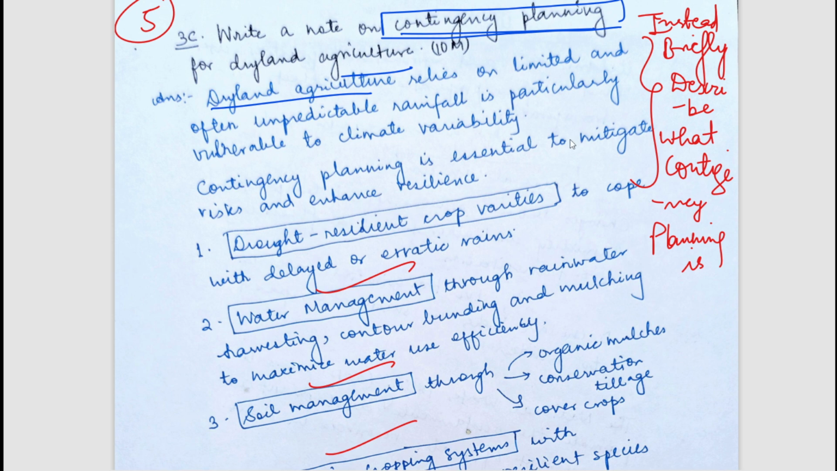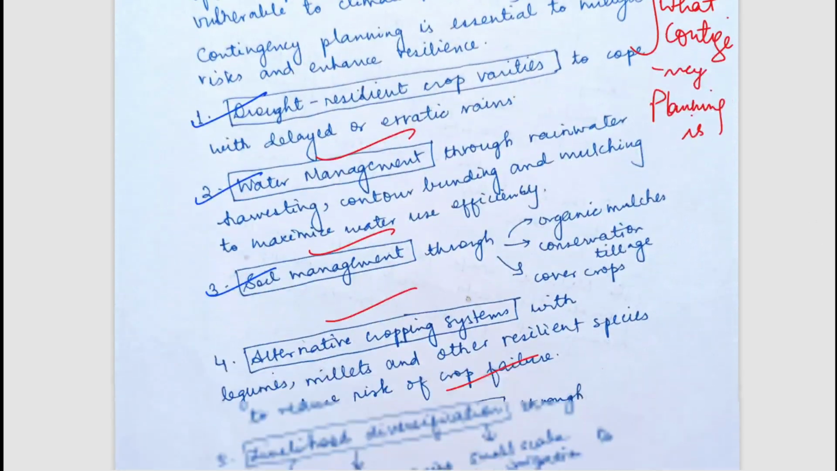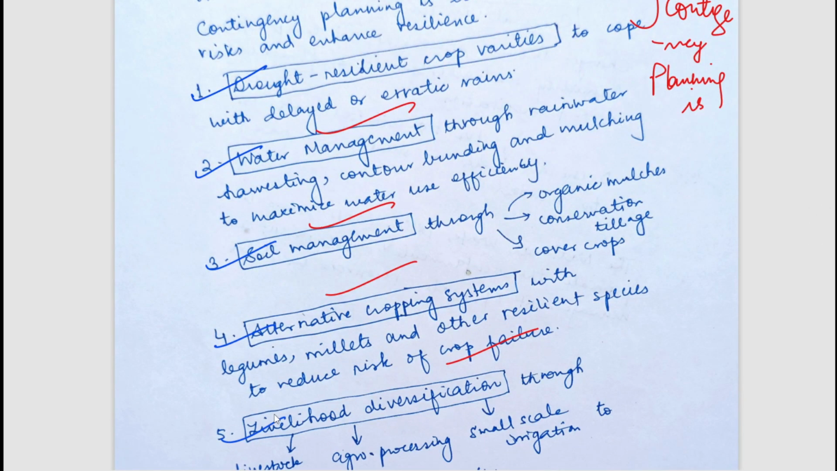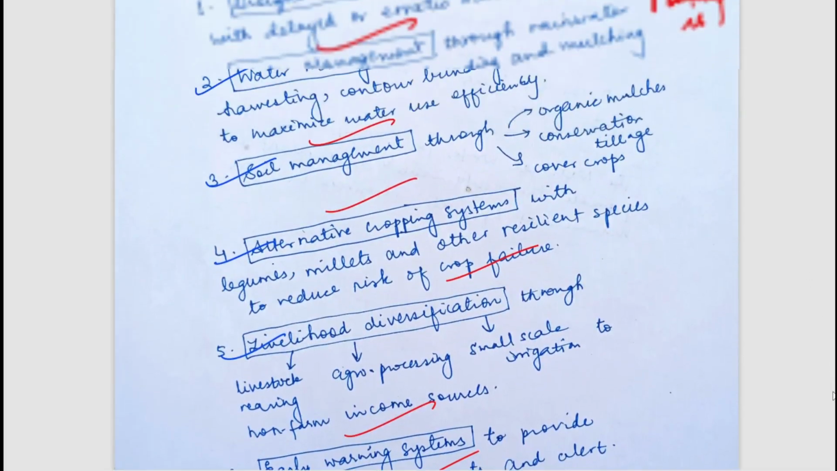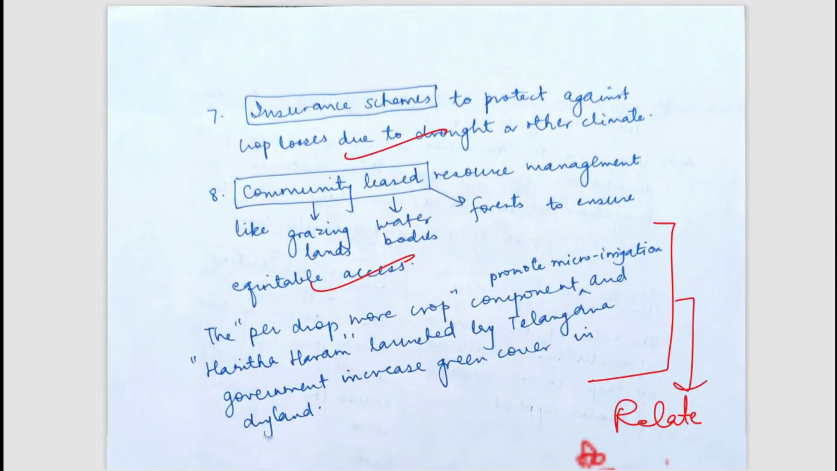Contingency planning can help in mitigation of certain risks, such as through drought resilient crop varieties, water management, and soil management. Using these things, we can do contingency planning. So when there is an answer, you can pause and read it. Okay.